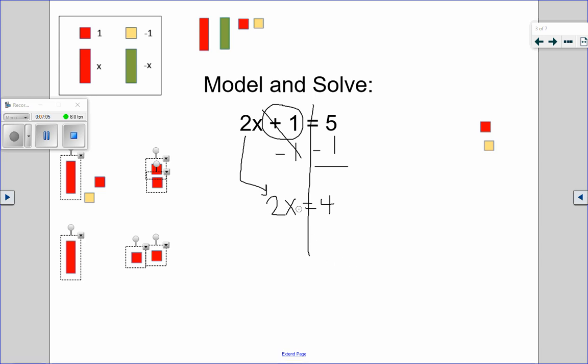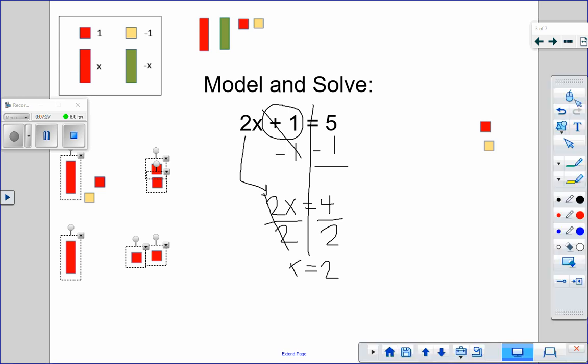This is saying there's 2 x's. That number 2 is only represented by the x. It's not 2 pieces I can subtract away. It's x's. I have to split them evenly. So I'm going to divide by 2, divide by 2. These make 1. 2 divided by 2 is 1. So x is equal to 2. Alright, next question.